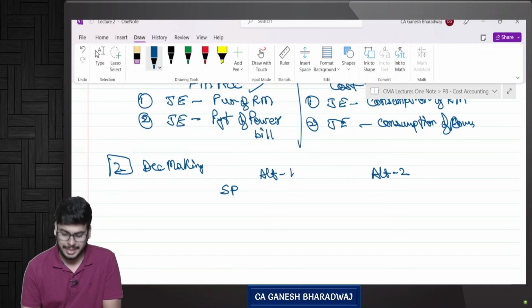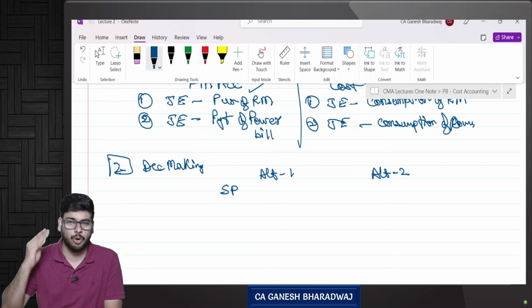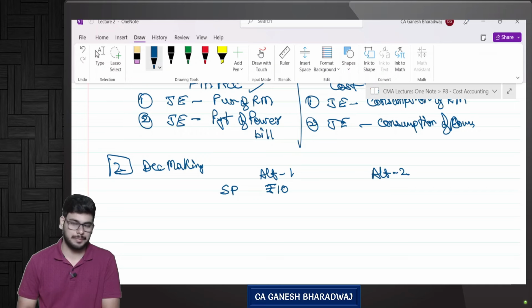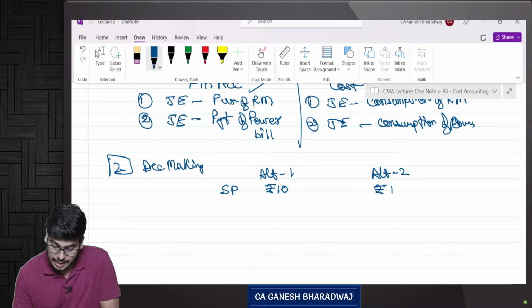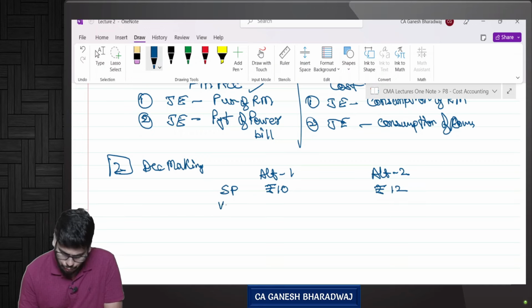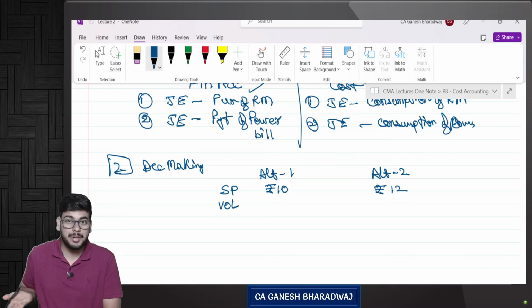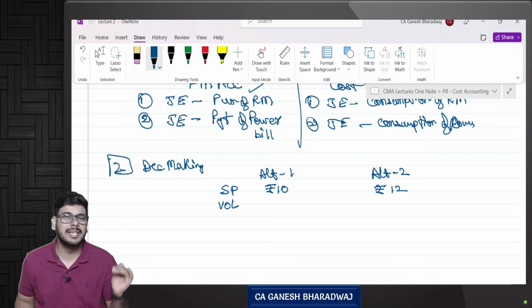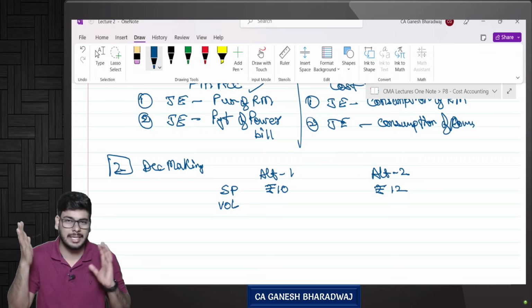Alternative number 1: one group of people are telling the top board of directors of the company, you fix the selling price of your product as 10 rupees. And another set of people are telling the board of directors, you fix your selling price as 12 rupees. Now we all know that when you fix your selling price lesser, you will be able to sell more, because your product is relatively cheaper. More people will come and buy. Correct? If you fix your selling price higher, then the demand for your product will be lesser. The more the price, the lesser the demand.